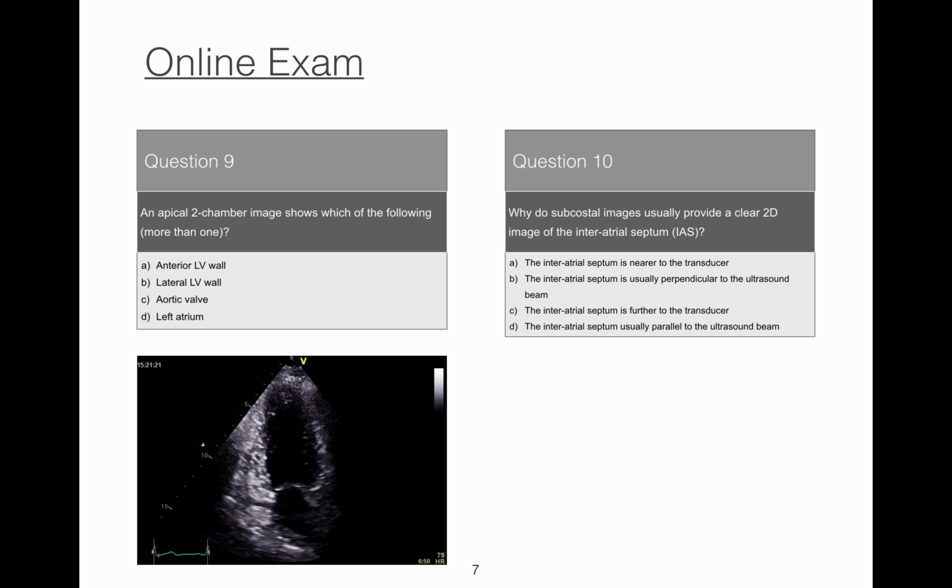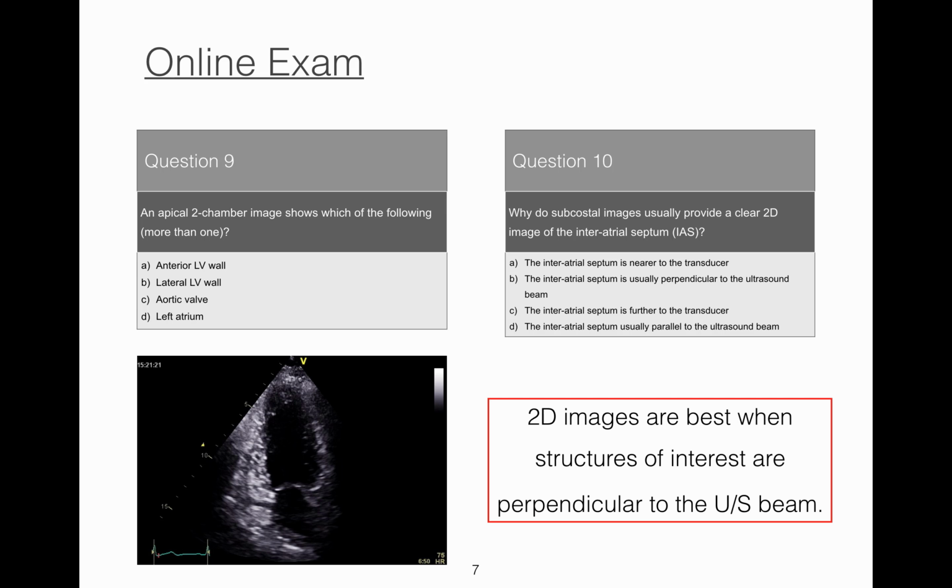Question 10. Why do subcostal images usually provide a clear 2D image of the interatrial septum? In contrast to parasternal and apical views where the interatrial septum is more parallel to the ultrasound beam, from the subcostal window the septum is more perpendicular and therefore better for 2D imaging.